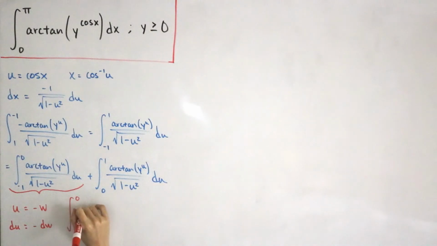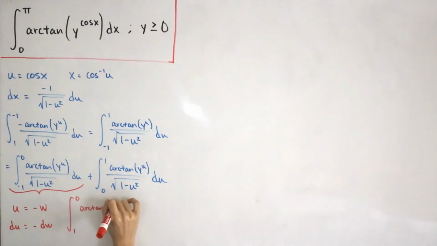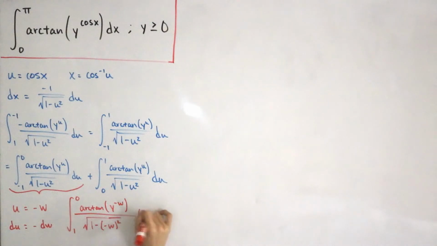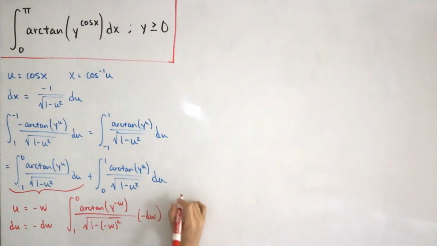And then so we have arctan of y to the power of negative w, excuse me. And then all this being divided by, so if I just plug in, the square root of 1 minus, and then the input negative w squared, easily enough that just comes back to positive, and then that'd be negative w over here.